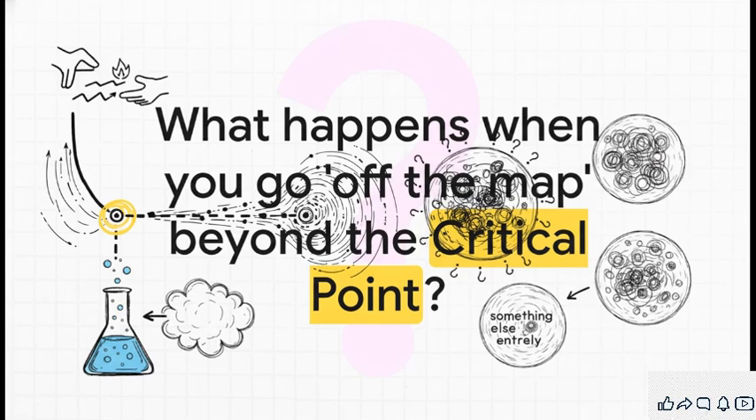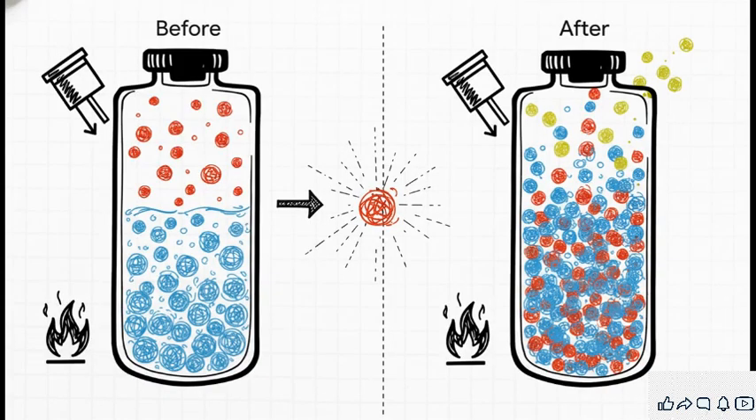So what happens if you take a substance and push it past that point, into that super high temperature, super high pressure zone? Is it a liquid? Is it a gas? Or is it something else entirely? Well, you get something incredible, a supercritical fluid.